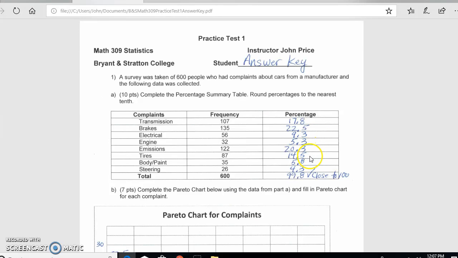So we continue on down through the various complaints, and we fill in this third column. We can add up the column, and it should be very close to 100, 99.8 in this case. And the reason why it's not 100 is because of some of the rounding error when we round it off to the tenths. But it should be close to 100 as you add up that percentage column.